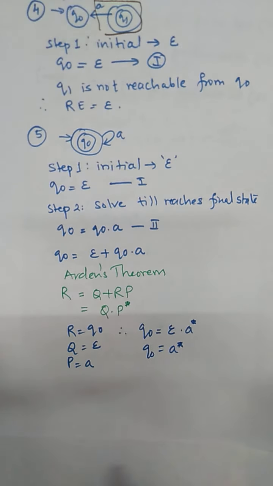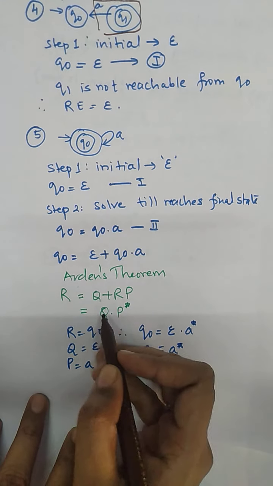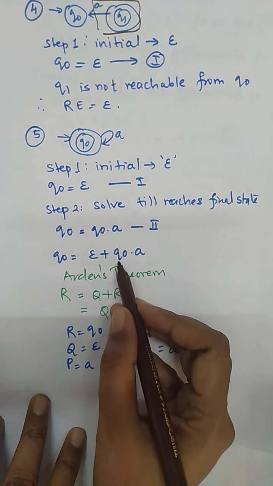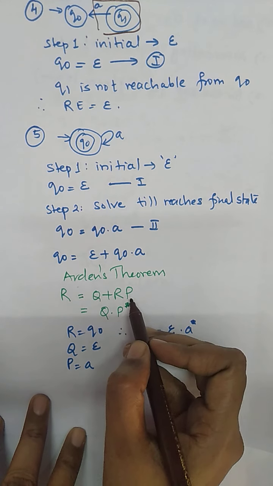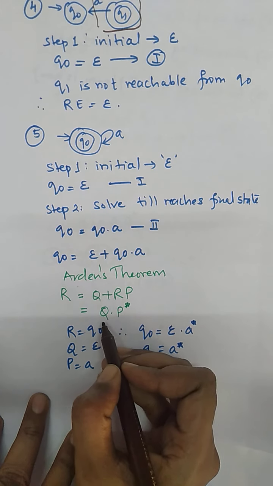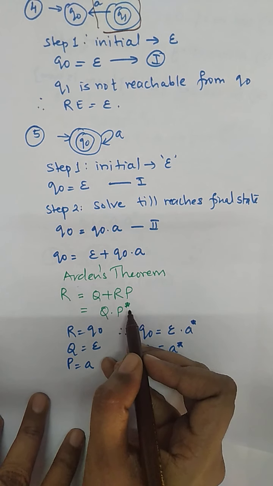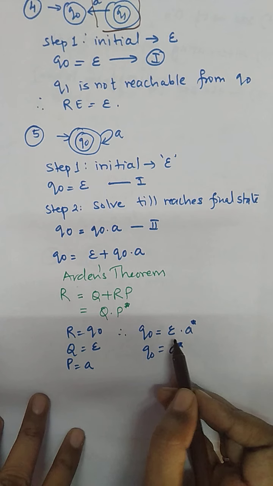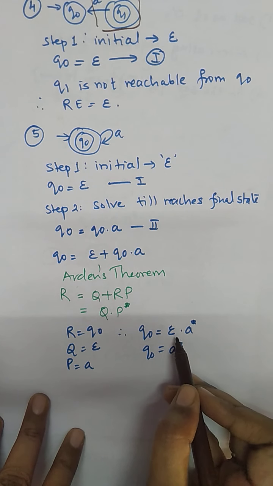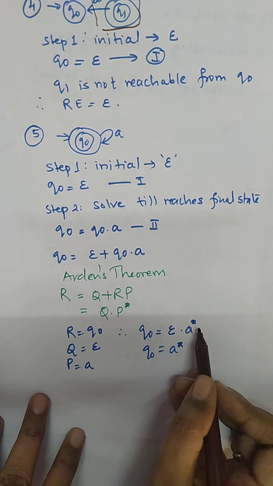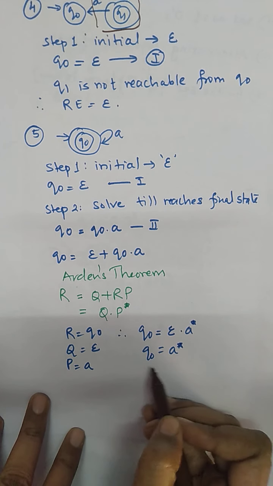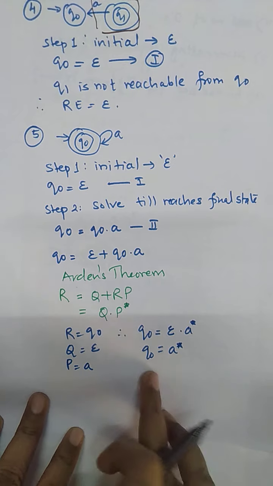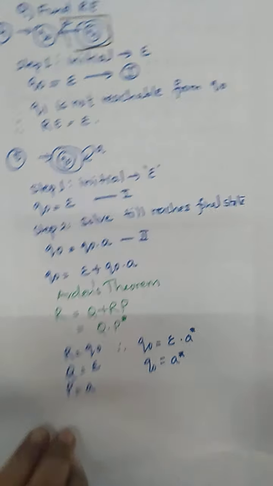Now this we can see is in the form of Arden's theorem, where R is Q0, which is a state, Q is the input symbol, R is again Q0, and P is the input symbol A. So I can rewrite it in the form of Q dot P asterisk. After writing Q dot P asterisk, Q is epsilon and P is A, it will be epsilon into A asterisk, which in turn becomes A asterisk. So the regular expression for this DFA will be A asterisk.